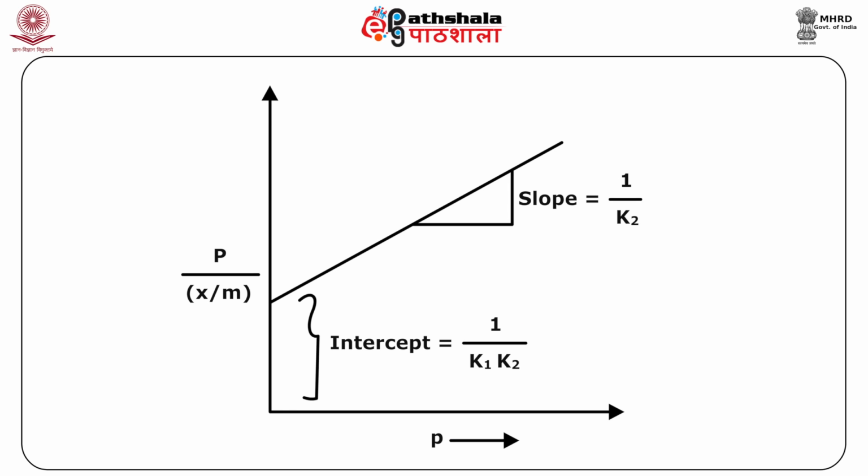A straight line plot between p upon x by m and p will validate the Langmuir adsorption isotherm. This will give slope as p by k2 and intercept as k1 into k2. From these values, the constants k1 and k2 can be evaluated. Figure shows the Langmuir adsorption isotherm.